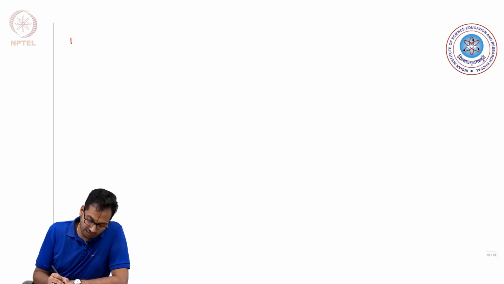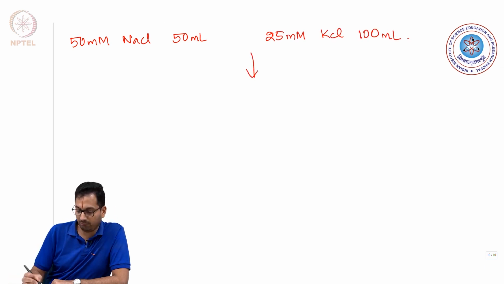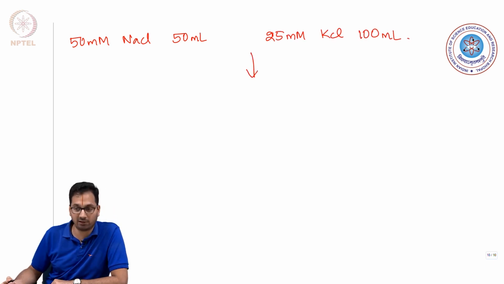Let's finish off with one simple and last question. Let's say you have a 50 millimolar solution of NaCl, 50 ml of it, and you have another solution that is 25 millimolar of KCl, that is 100 ml. Let's say you combine both of these together, what will be the final concentration?